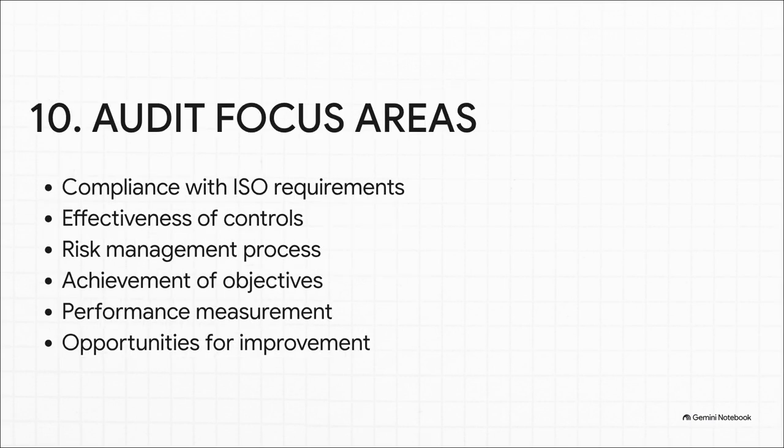Now, as auditors, what are we looking at? Here are the internal audit focus areas: compliance with ISO requirements, effectiveness of controls, risk management process, achievement of objectives, performance measurement, and opportunities for improvement. That second point, effectiveness of controls, is huge. A practical example is measuring a network firewall. It is definitely not enough that the IT policy says the firewall is turned on. As an auditor, you have to practically test if it actually blocked simulated unauthorized traffic. That's how you measure true control effectiveness.